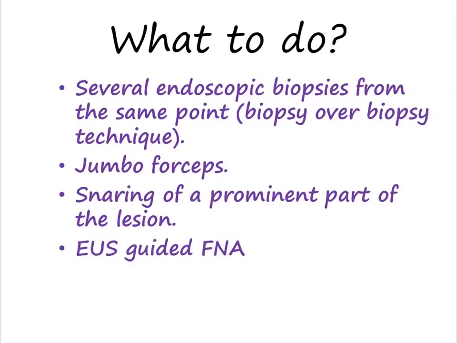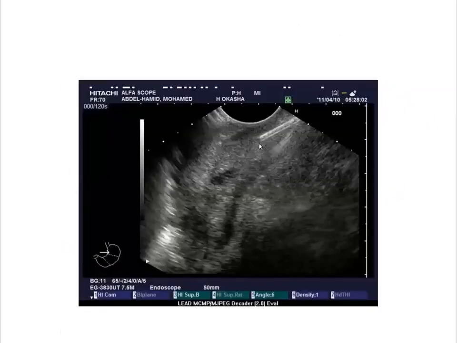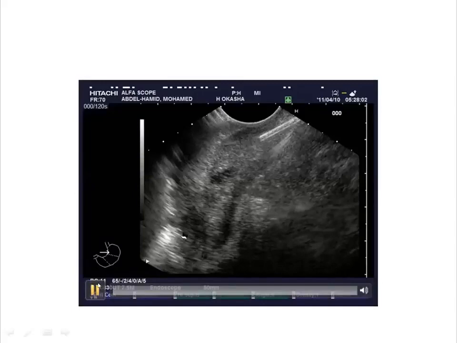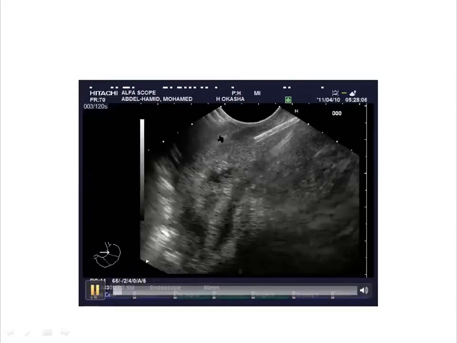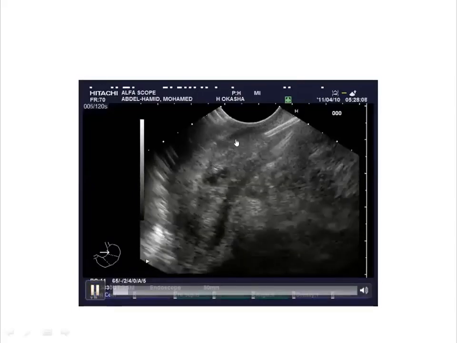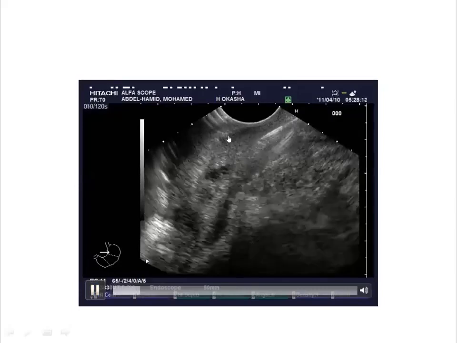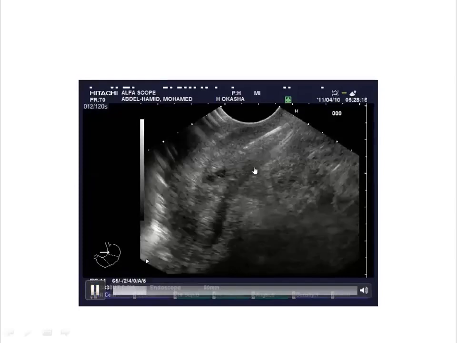Then why not do EUS-guided fine needle aspiration? It is a very simple and very safe maneuver because the echo endoscope lies close to the markedly thickened gastric wall, no intervening vessels, no intervening important structures. So it is very safe to do sampling of that markedly thickened wall. This is the lumen and this is the thickened wall. The normal wall thickness is about 4 millimeters. This is more than 12 or 13 millimeters.